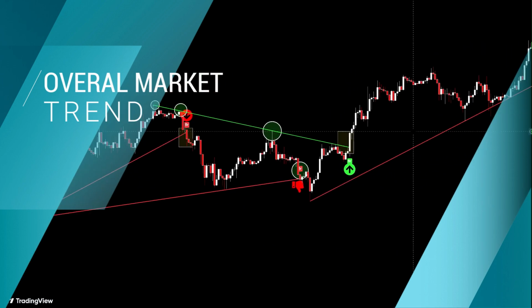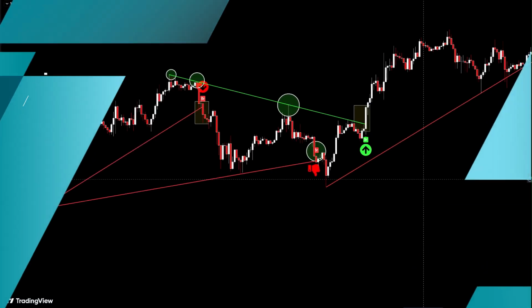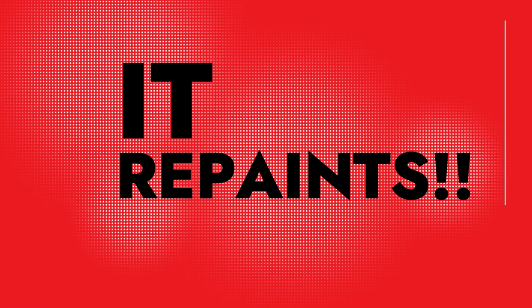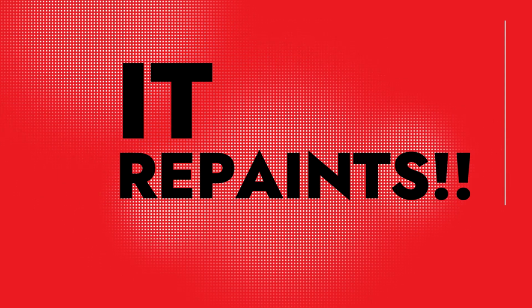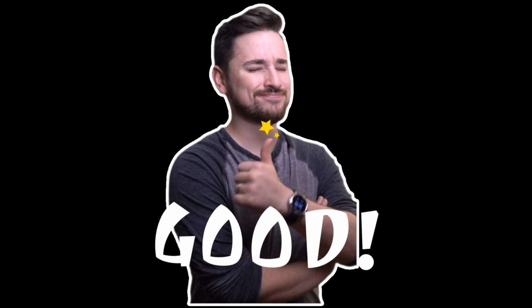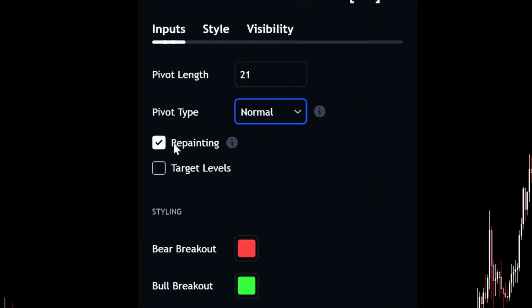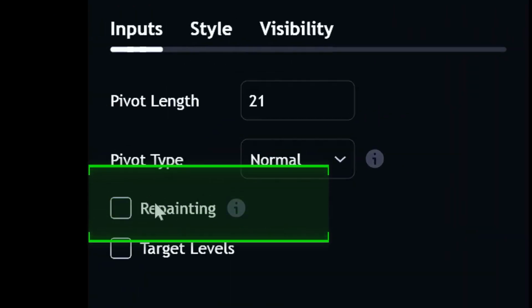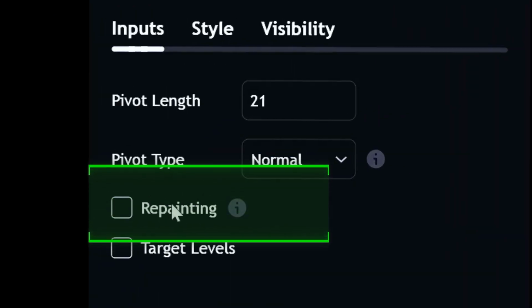Now there's one other thing I should mention about this indicator. By default, it repaints. Now for those of you who don't know, repainting basically means the indicator can change its past signals as new data comes in. It can be a little tricky, but good news. You can actually turn that off in the settings. Just a little tweak in the settings window. And boom, no more repainting. Problem solved.